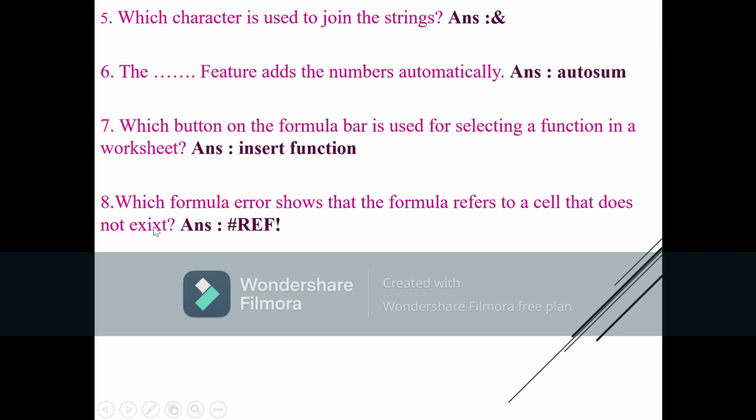Then the sixth one, the blank feature adds the numbers automatically, which means we give some numbers as input and want to get the answer by using addition. What option do we select? Yes, AutoSum. Absolutely, you're right. The AutoSum feature is used to add the numbers automatically. Just click that AutoSum function and you will get the answers. Then the seventh one, which button on the formula bar is used for selecting a function in a worksheet? Yes, Insert Function. To select a function in your worksheet, we have to use Insert Function.